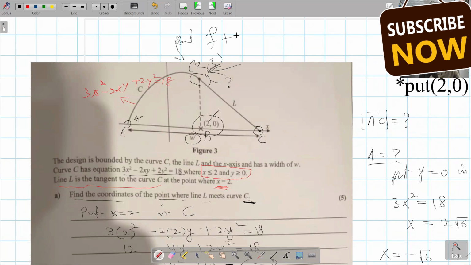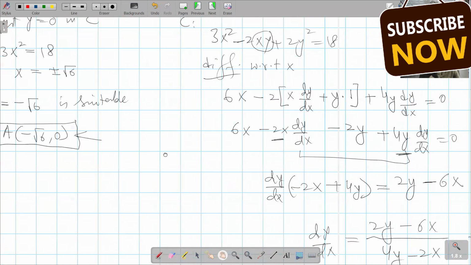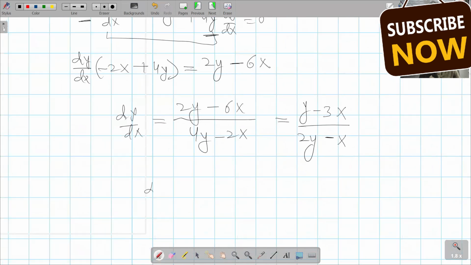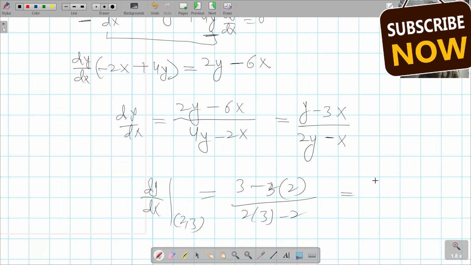Point of tangency. Because we need the slope, we will put this point 2 comma 3. So dy by dx at this point 2 comma 3 will be, we'll put x equal to 2 and y equal to 3. So this will be 3 minus, so it is negative 3 over 4, right? I think. Yeah.